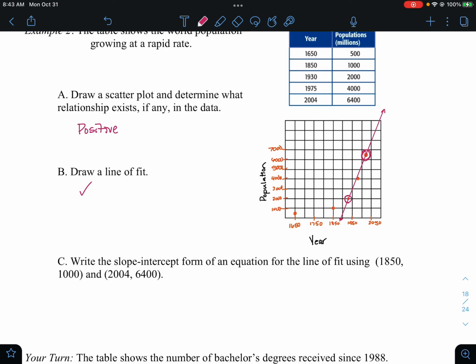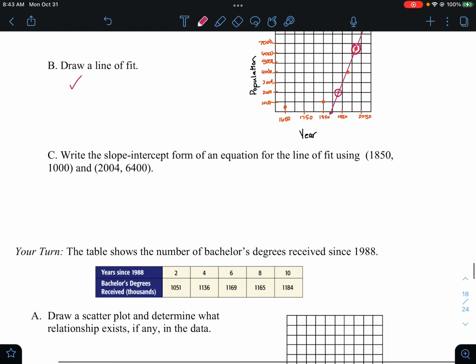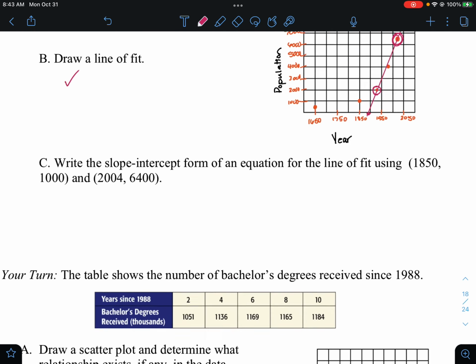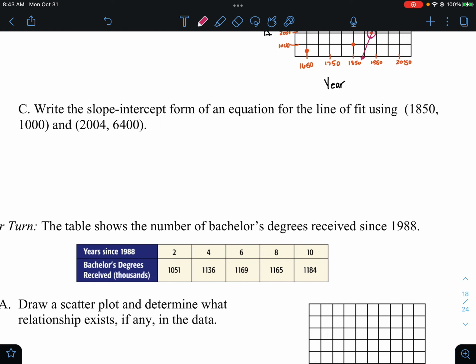And now it says write the slope-intercept form of an equation for the line. And it's telling us to use 1850 and 1000, 2004, and 6000. So this part here, and they picked points that I did not use. I didn't use 1850. I did the 1930, but that's fine. This is something they will do on the keystones for you. So now we have to write an equation. So here's my x1, y1, x sub 2, y sub 2.